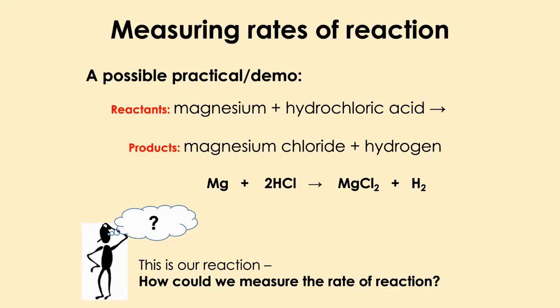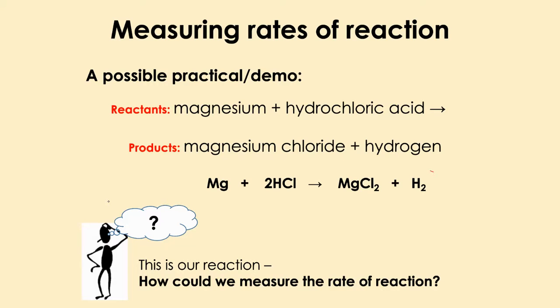Right, so how can we measure the rates of reaction? So if we have this reaction here, so we've got magnesium reacting with hydrochloric acid to give magnesium chloride and hydrogen. So always pause the video, look at the reactants and the products, and see if you can think of a way that we could measure the rate of reaction. Particularly think about what we did last lesson.